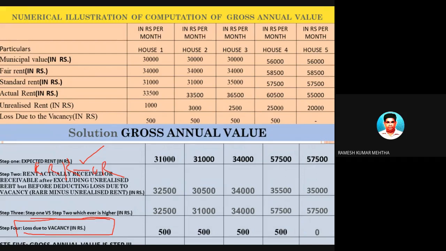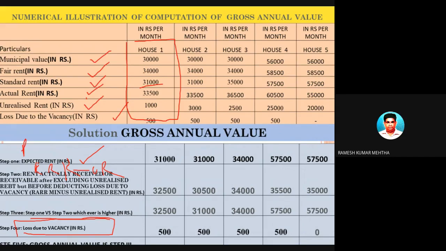consecutively. So let's talk about house number 1. Here the particulars given are municipal value, fair rent, standard rent, actual rent, unrealized rent, and loss due to vacancy. The municipal valuation is 30,000 per month. Fair rent is 34,000 per month. Standard rent is 31,000 per month.